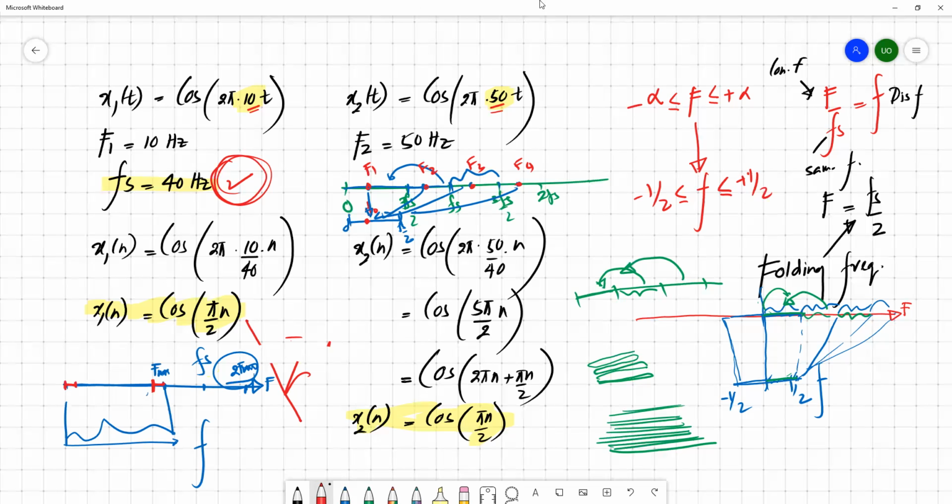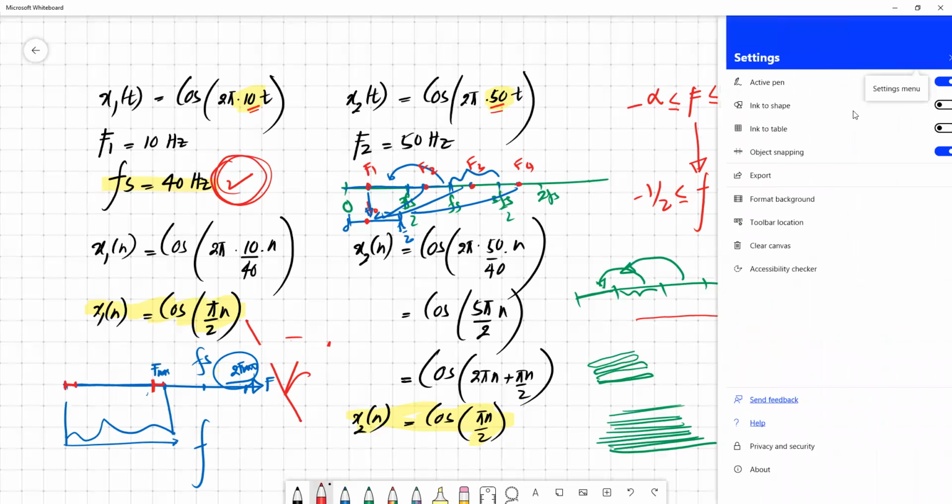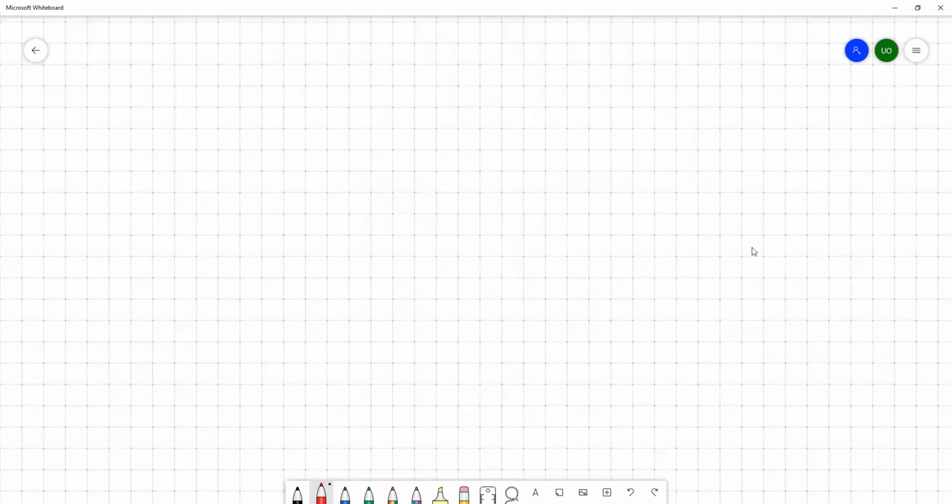So keep in mind, if you want to sample a signal, you should be very precise about selecting a sampling frequency. How do you select the sampling frequency? It should be at least 2 times the maximum frequency. You should select a sampling frequency as at least 2 times the maximum frequency.